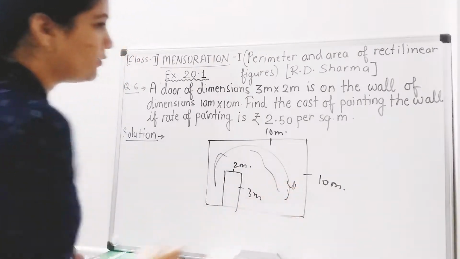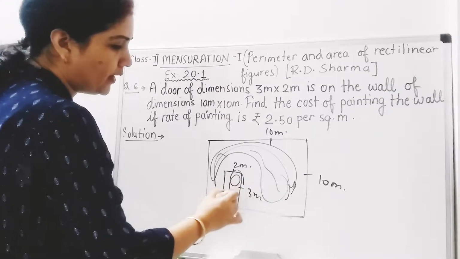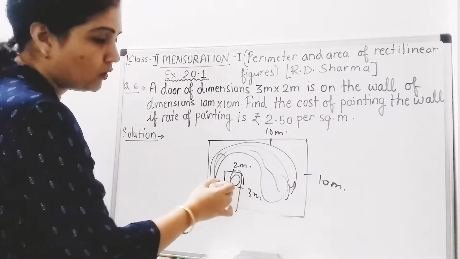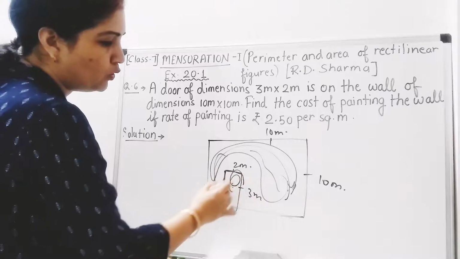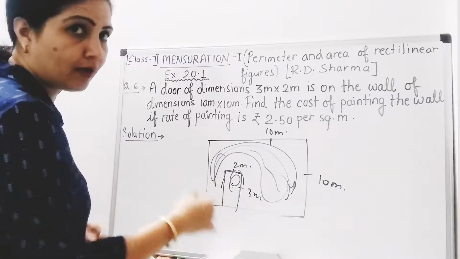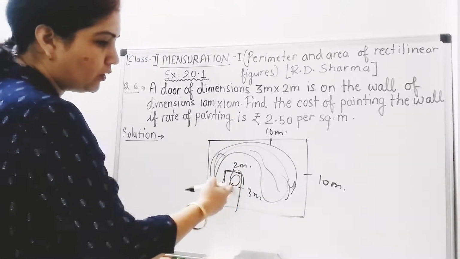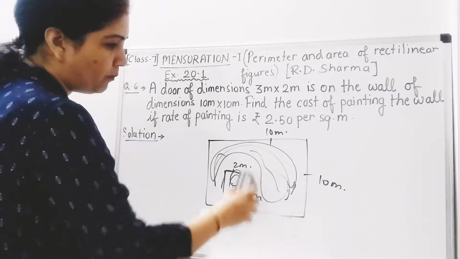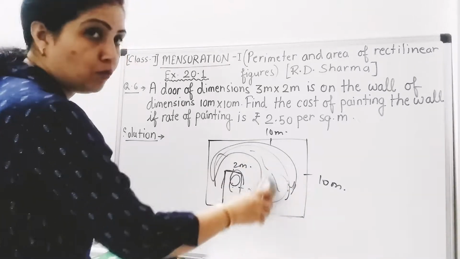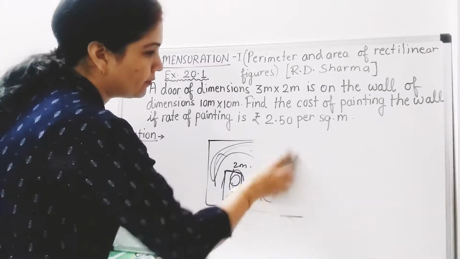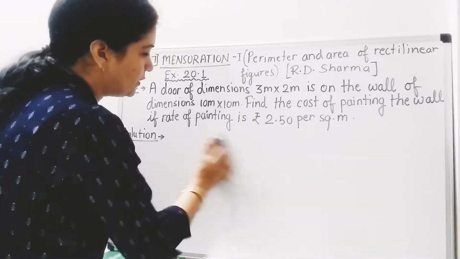So we have to find out the area of the wall and then we will subtract. Why will we subtract? Because the same paint we are not going to use on the door also. For the door we have different paints. So that's why we will not paint on the door. By subtracting, we will find the area of the wall that we have to paint. Then we can easily find out the price.